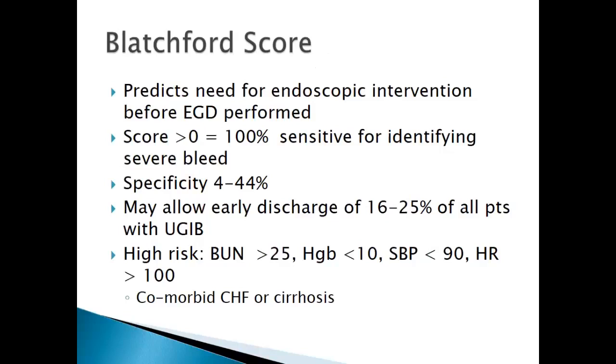Is their BUN greater than 25, a hemoglobin of less than 10, blood pressure less than 90, or a heart rate greater than 100? And then also comorbid CHF or cirrhosis.